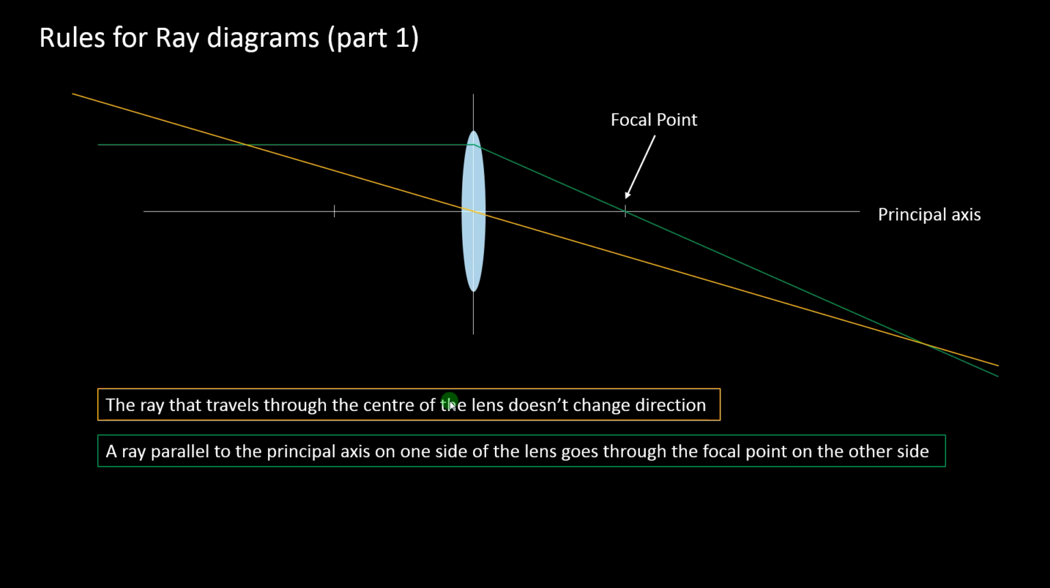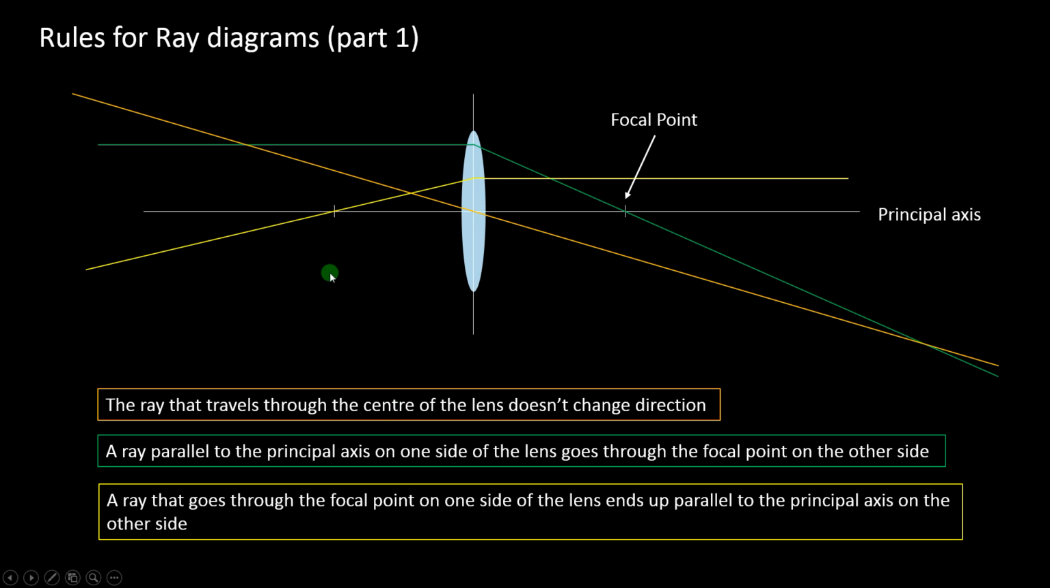Second rule, a ray that's parallel to the principal axis, so that green one up there, on the one side of the lens goes through the focal point on the other side. So you can see that ray is parallel on the left-hand side, and it goes through the focal point, changes direction, so that happens. And again, just a reminder that even though in reality the ray changes direction at both surfaces of the lens, to keep it simple, we just have it changing direction at the centre once when we're drawing the ray diagrams. And the final rule is kind of the reverse of that, that if you have a ray that goes through the focal point on one side, it will end up parallel to the principal axis on the other side. So that's just kind of the reverse of the rule in green we've got up there.